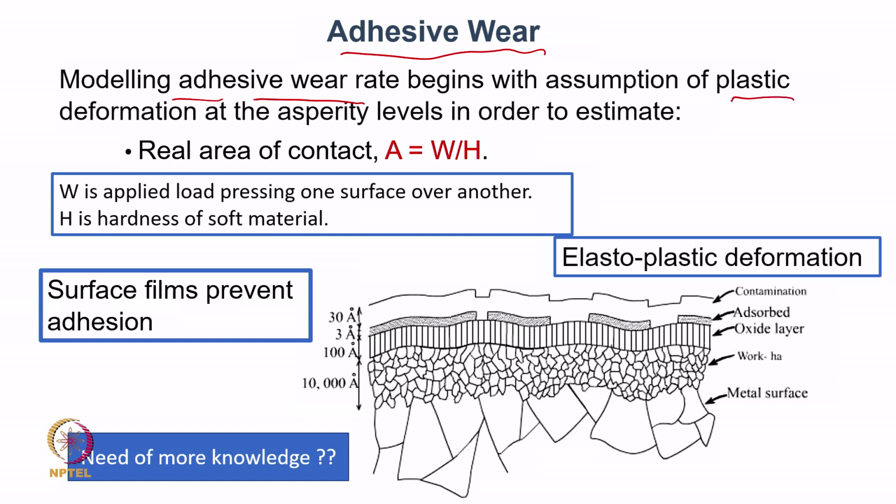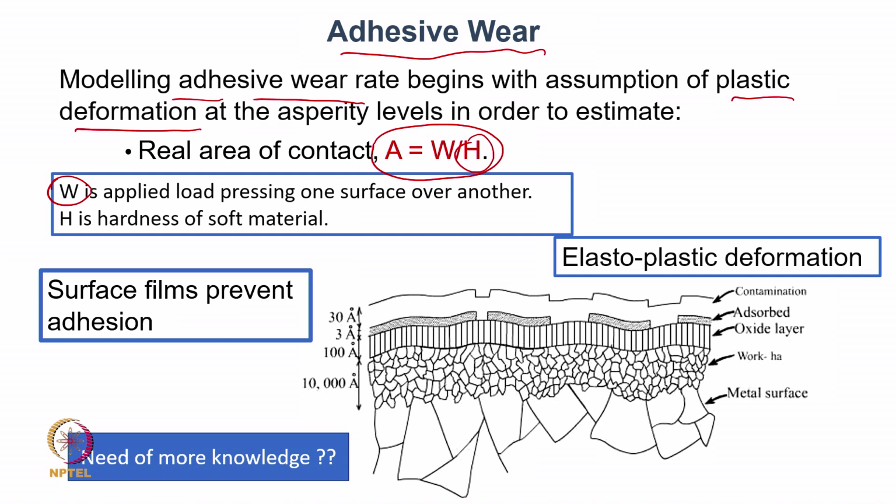Here we are taking the assumption of plastic deformation. That means all asperities which are coming in contact are going to deform plastically, and the real area of contact can be represented by A equal to W by H, where W is the applied load on the surfaces, and H is the hardness of the weaker or softer material. We will not consider the hardness of the hard material. Naturally, of metal 1 and metal 2, one surface will be weaker or of lesser hardness. So, we will consider only the softer material.